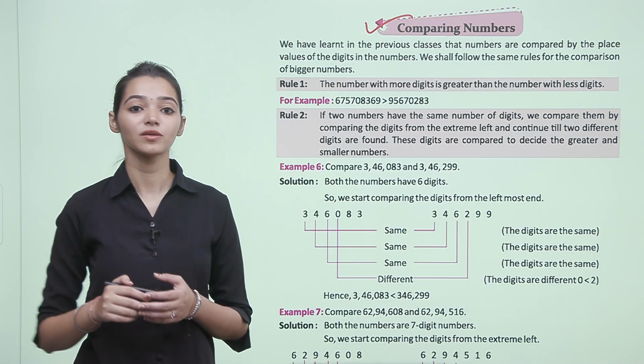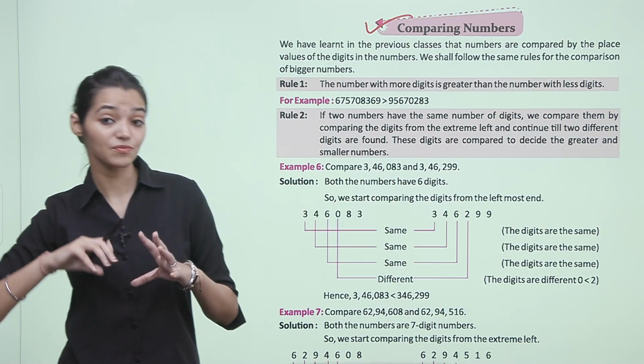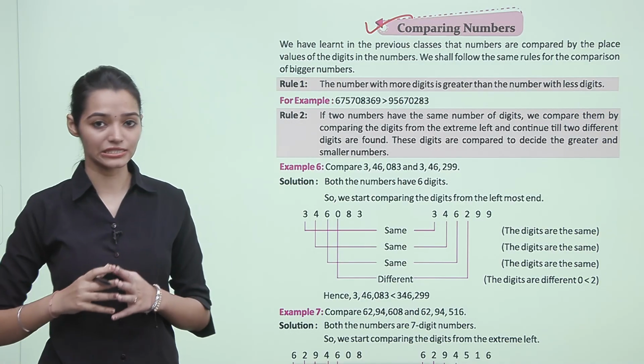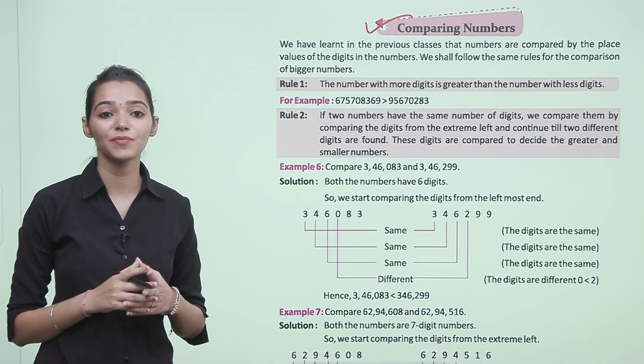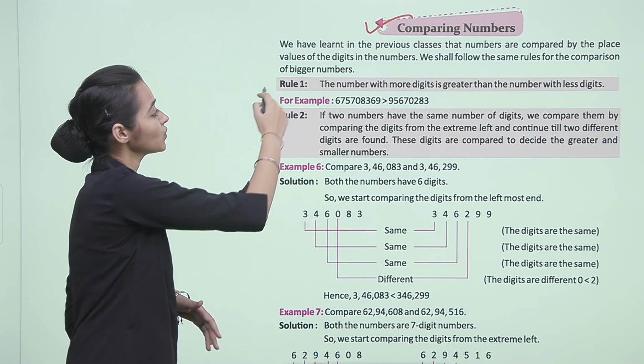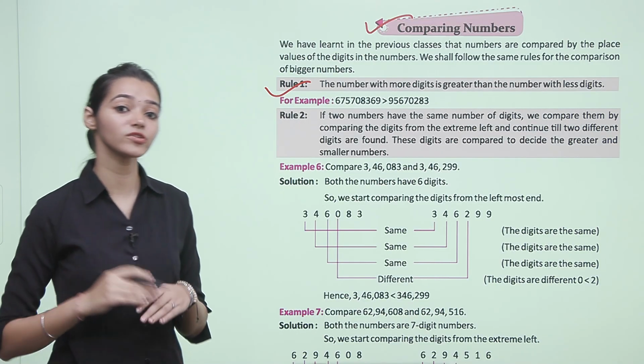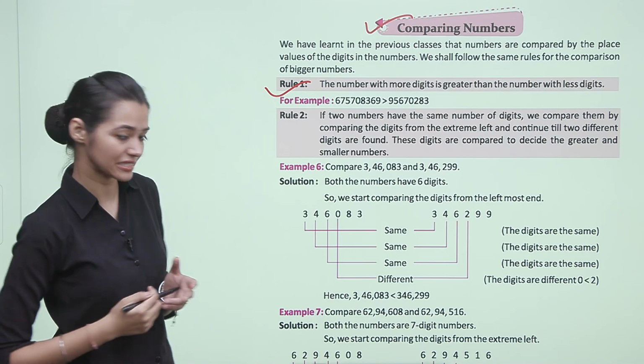Now let's start with comparing numbers. We have already learned in the previous classes that numbers are compared by the place value of the digits. Now we shall follow the same rules for the comparison of bigger numbers. Now let's start with rule number 1. It is so simple: the number with more digits is greater than the number with fewer digits.